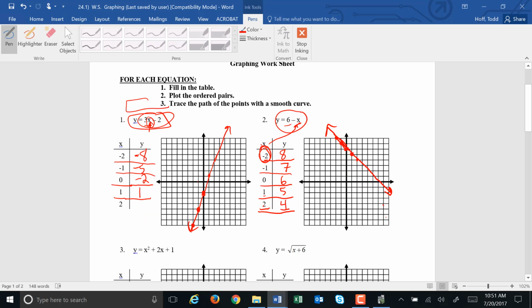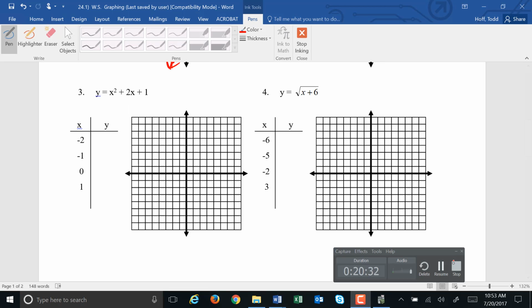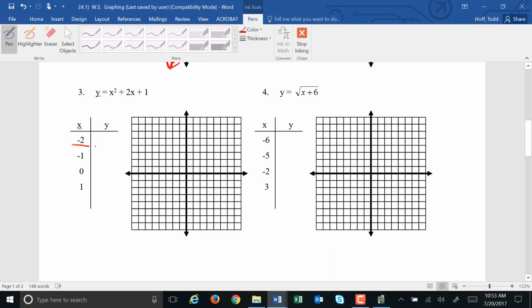I want you to try these two in your notes. See what you can do with them. I will warn you, neither one of these two forms a line. Just as a check, what'd you get for the y coordinate when x is negative 2 here? 1. So negative 2, 1 right there is a point that's on our graph.